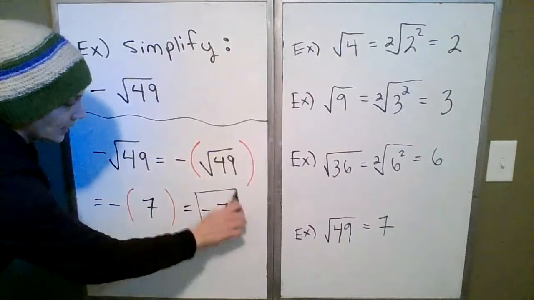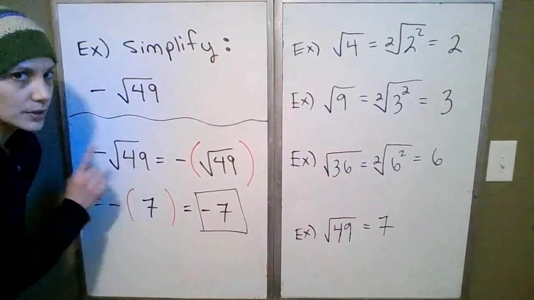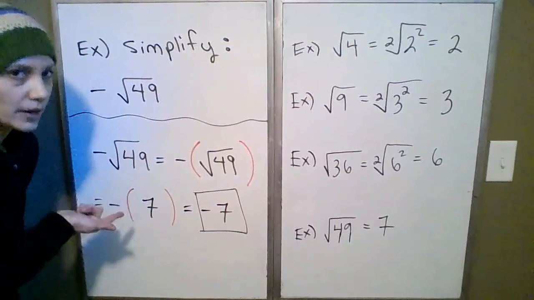Okay, and it gets even trickier if you have a negative under the root. So this is where we have to start talking about even roots and odd roots.